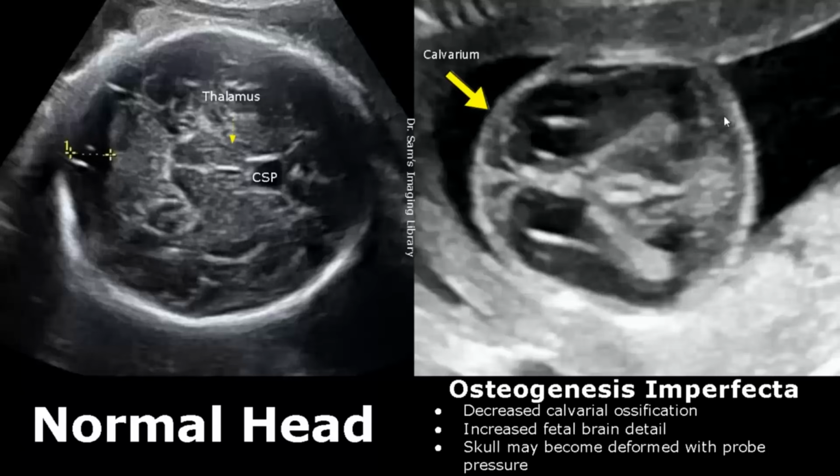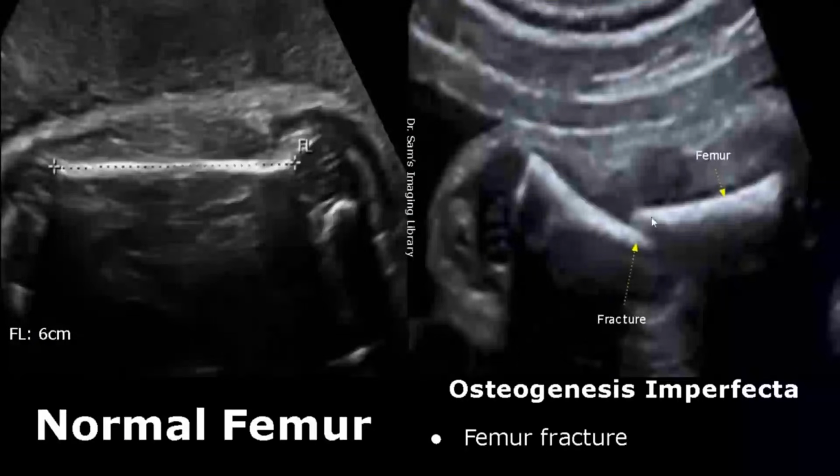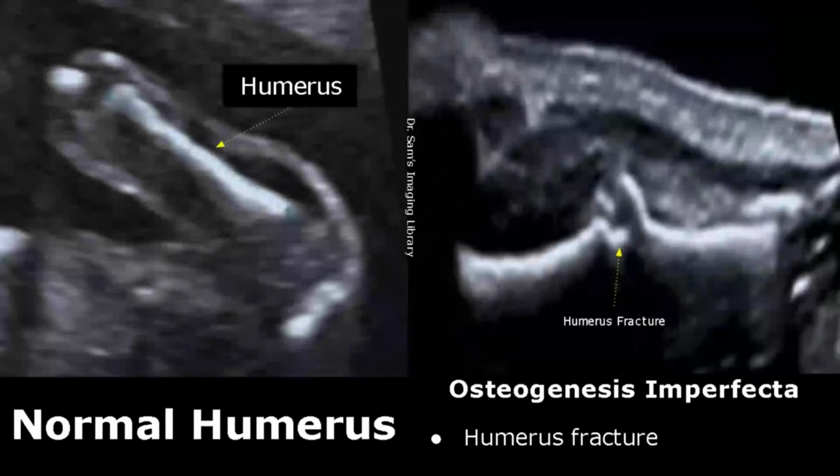But in this case, the skull bone is soft, which allows us to see more brain detail, and there is no shadowing. Also, the skull can become deformed with probe pressure. This disorder also causes fractures in long bones. We may find a fractured femur, which will look like this. In this image, we see a fractured humerus. You can see a disruption in the bone right here.